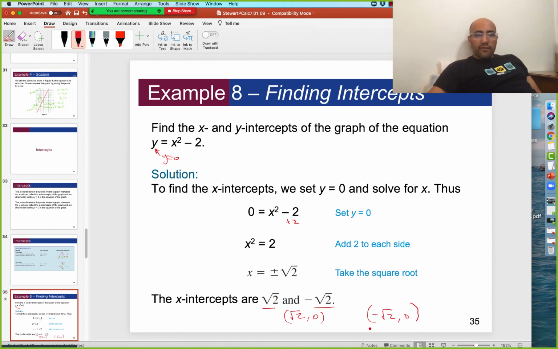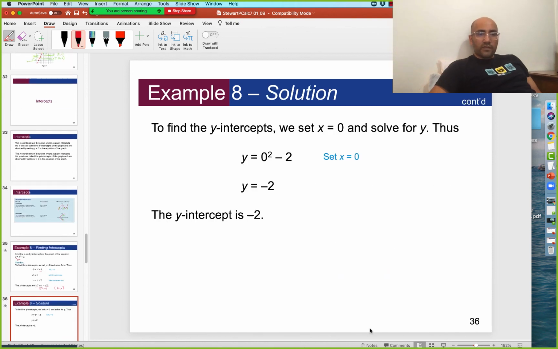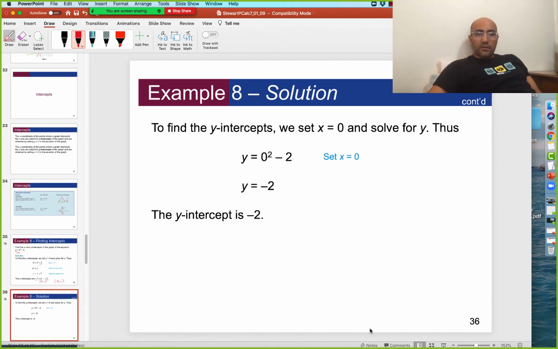On the other hand, if I wanted to find the y-intercepts, then all I have to do is let x equal to 0, which makes it really easy and solves as y equals negative 2. So this just translates into the ordered pair 0 comma negative 2.